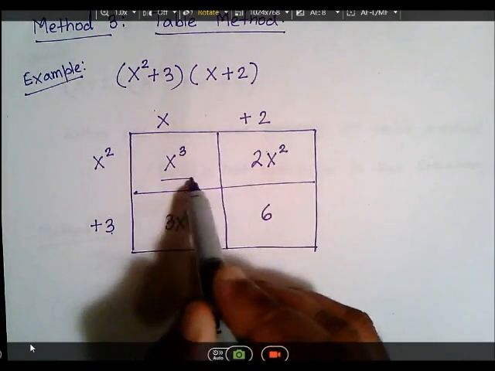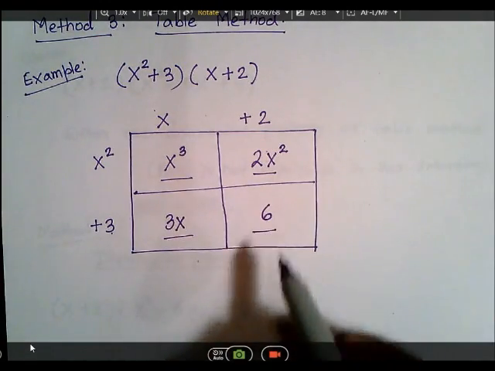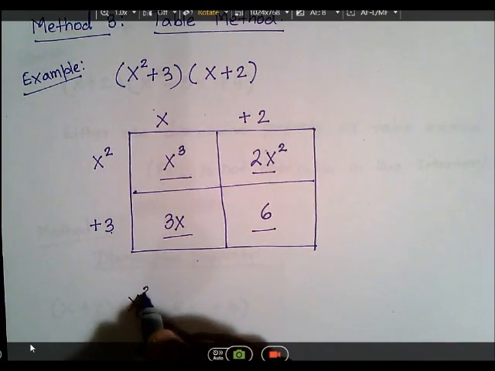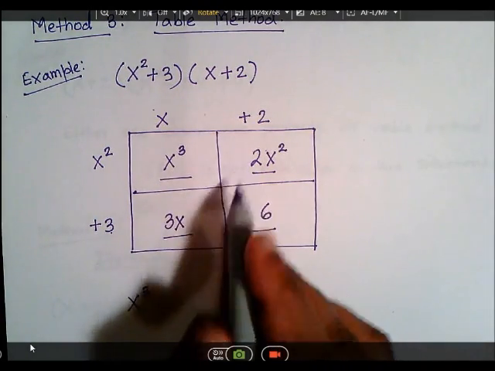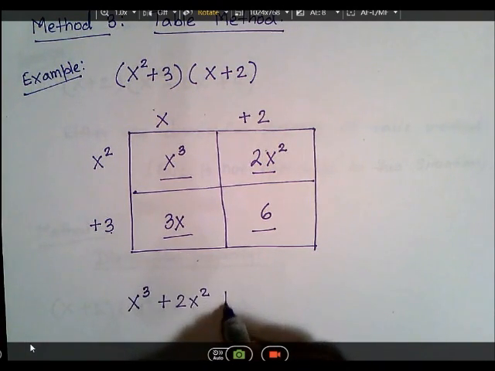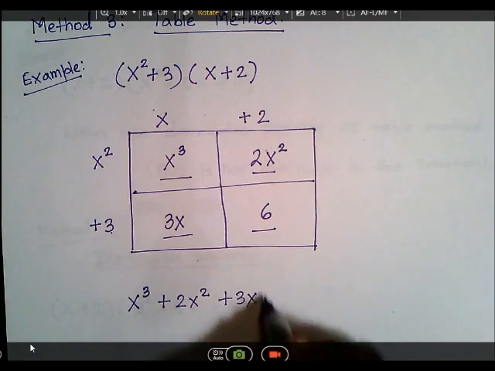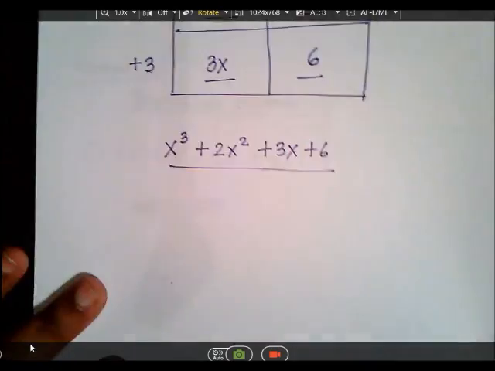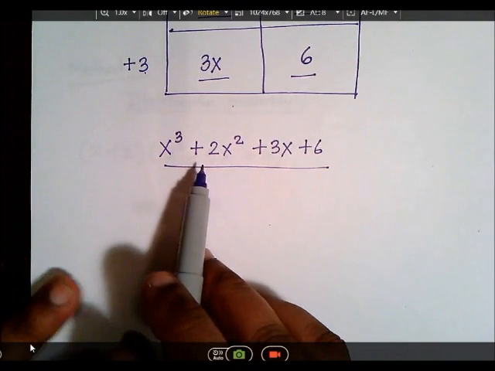Now I want to put all of them together. Doesn't matter which order you put in, but I'm just going to write them. X cubed, it's a positive x cubed, so that's a positive 2x squared. That's a positive 3x. That's a positive 6. So I got my answer. Okay, so it's the same as what we got earlier.